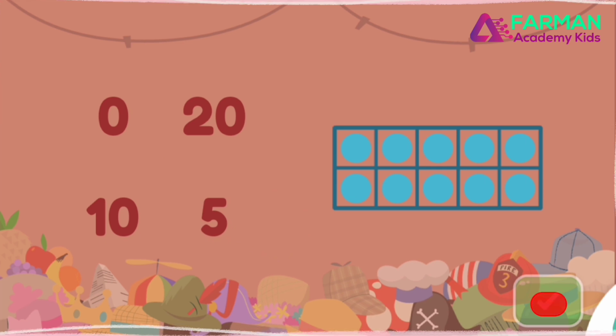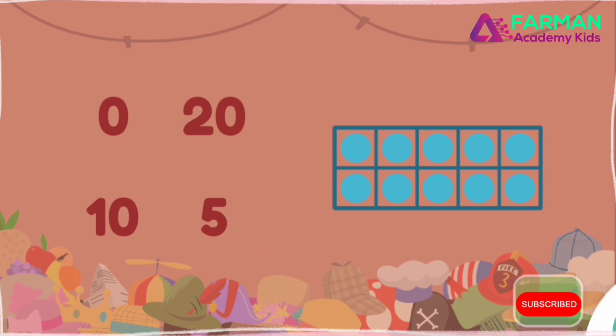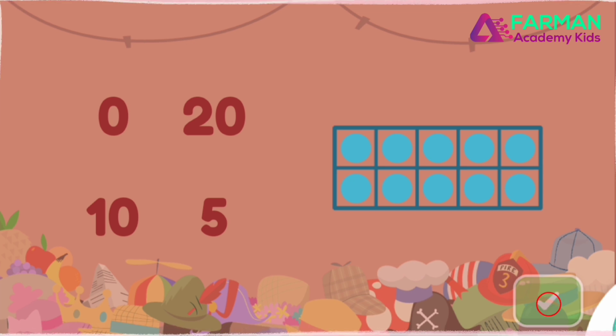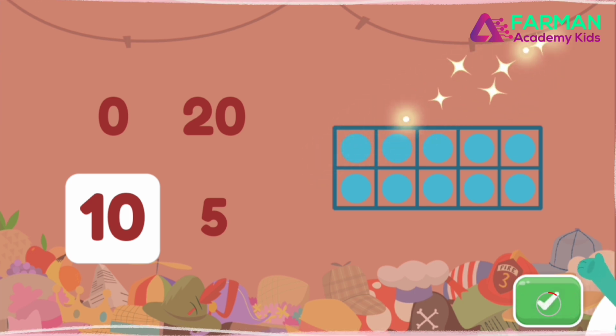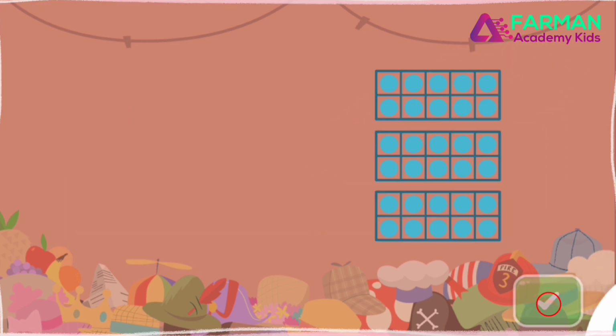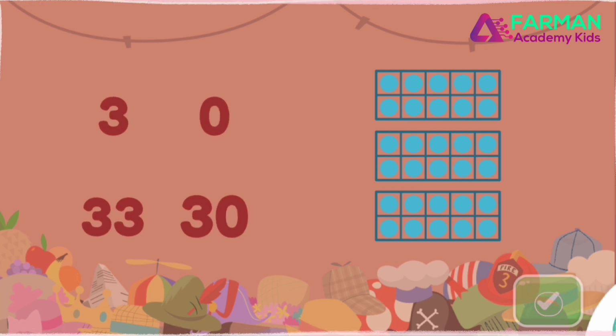The 10 frame fits 10. If it's full, you don't have to count all the dots to know that there are 10. Tap the number of dots. There are 10. One 10 frame is filled, which makes 10. How many dots are in the 10 frames?